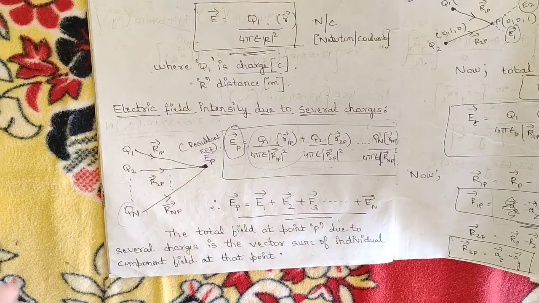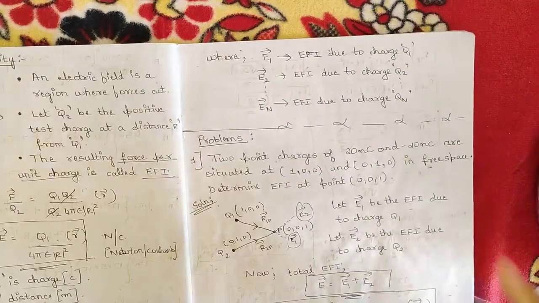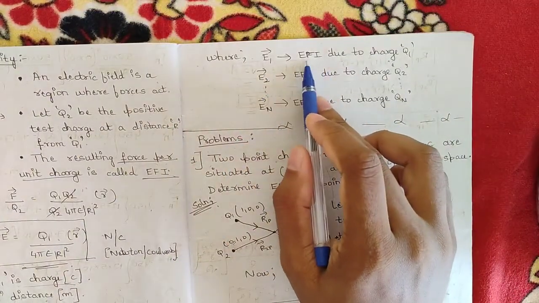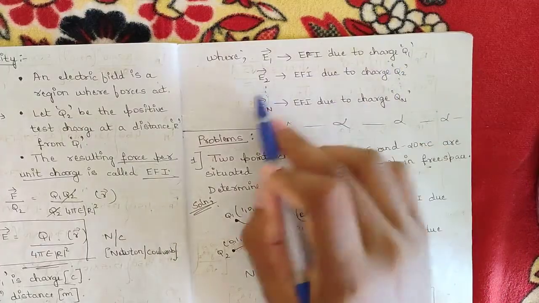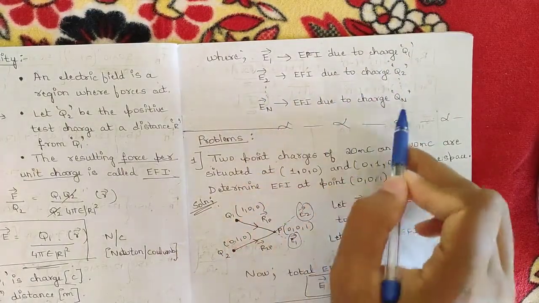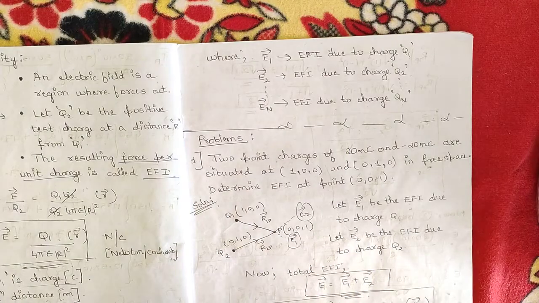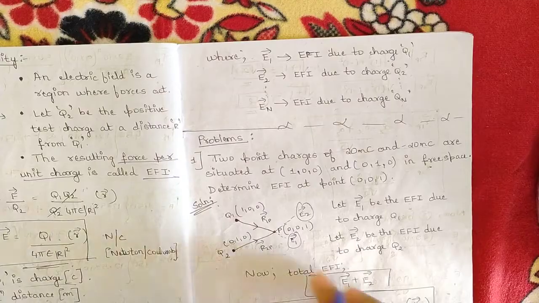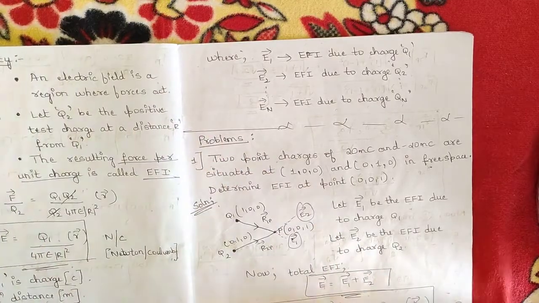Where E1 is the EFI, that is electric field intensity, due to charge Q1, E2 is the EFI due to charge Q2, and En is the EFI due to charge Qn. Okay, so this was about the complete electric field intensity concept. Pause the video and note it down if you want.